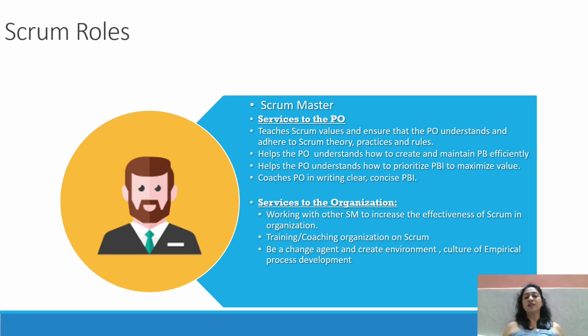Let's go ahead and see what services the Scrum Master provides to the product owner. He teaches the Scrum values and ensures the product owner understands and adheres to the Scrum theory, practices, and rules in actual work. He helps the product owner understand how to create and maintain the product backlog effectively. He helps the product owner understand how to prioritize product backlog items to maximize value. He can't take the decision on what should be prioritized in the product backlog, but he helps them understand how to maximize the value obtained from that prioritization. He coaches the product owner in writing clear and concise product backlog items so that developers can understand them and start working on them.